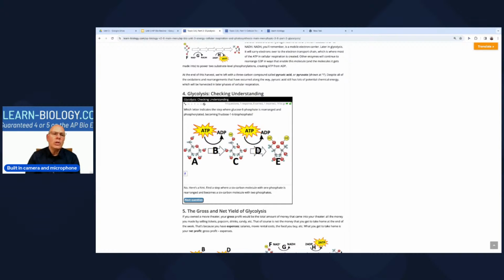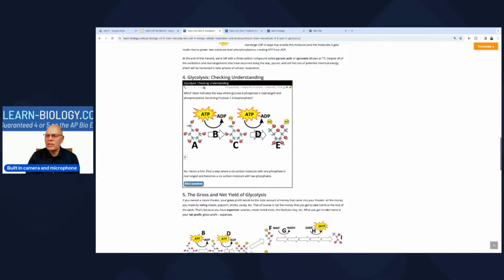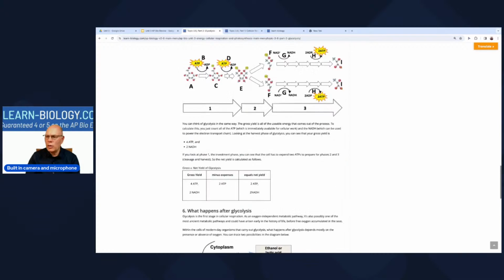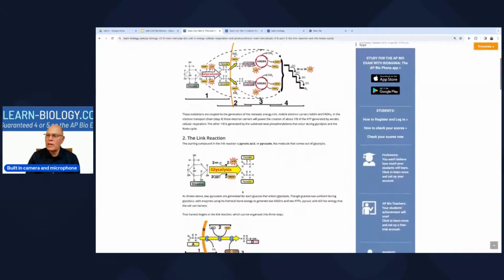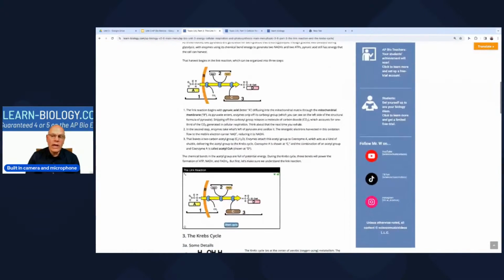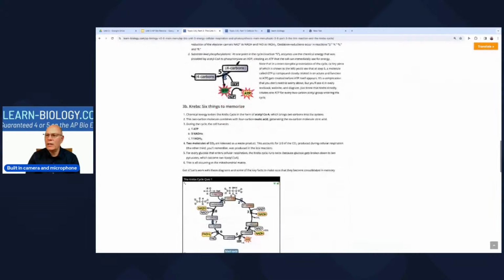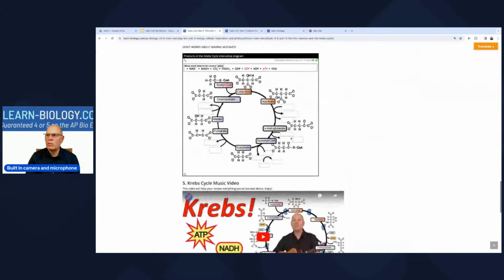So anyhow, you can learn about Krebs, you can learn about glycolysis. The whole thing is here. I've got tutorials about all these things. Next would be the link reaction, another interactive tutorial with all the diagrams that I just showed you. And then finally, the Krebs cycle is right down here.